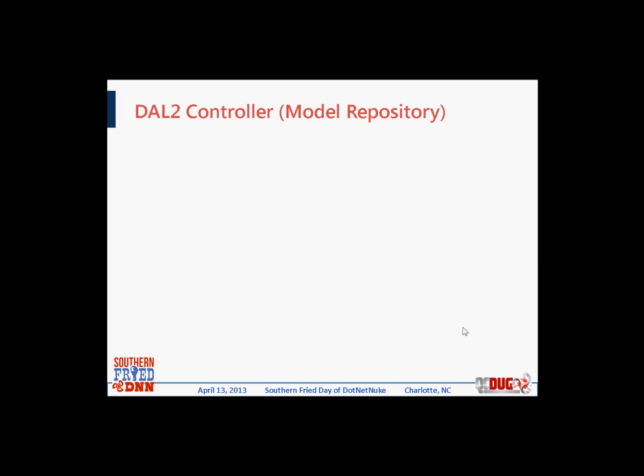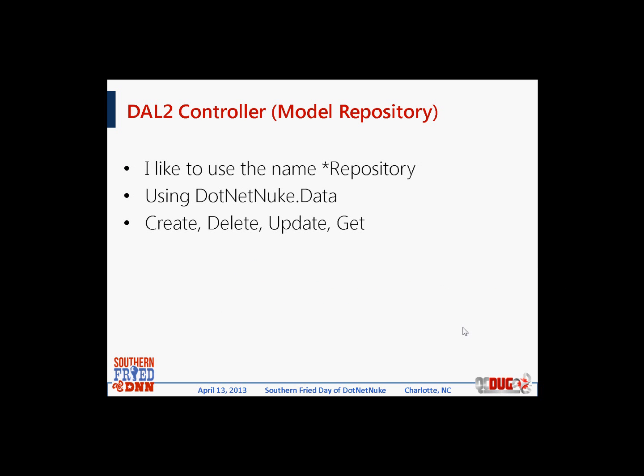Let's go to the next slide, which is the DAL2 controller. In the template, I believe Chris uses the term controller. I don't like to use controller. It's a little overused, although I guess it's somewhat used in the API of the DotNetNuke core. But I like to use the term repository, so I have everyone in our class name the class restaurant menu item repository, I believe it was. And we're going to base that on DotNetNuke.Data, which is a new API in the DotNetNuke core. It's basically going to contain our CRUD operations, like methods for creating, deleting, updating, and getting our items.